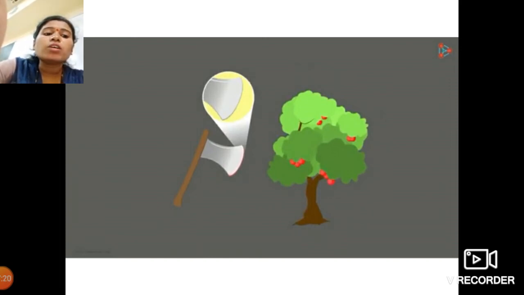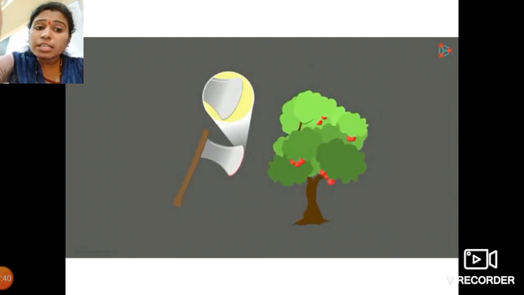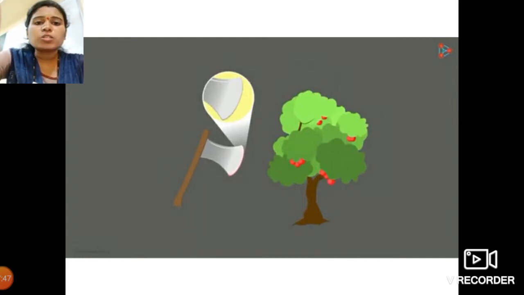This tool has sharp cutting edges. Due to these cutting edges, they can easily apply force on the trees or on the branches of the trees. Okay, so instead of a flat edge, they have sharp cutting edges which increase the pressure on the tree due to the less area of contact. Here also less area is in contact with this tree.